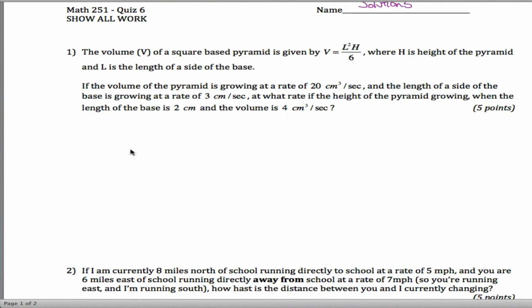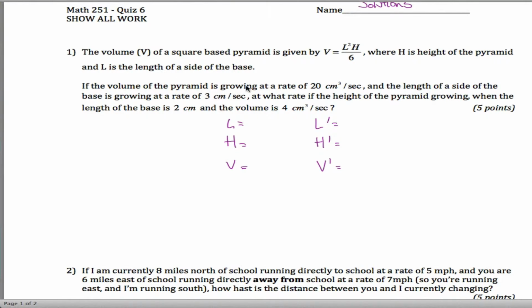the pyramid growing. So the three things we have are length, height, and volume. And maybe there'll be some mention of the change in those things. And generously, we were given the relationship between the length, the height, and the volume by this formula right here. So let's see what they give us.